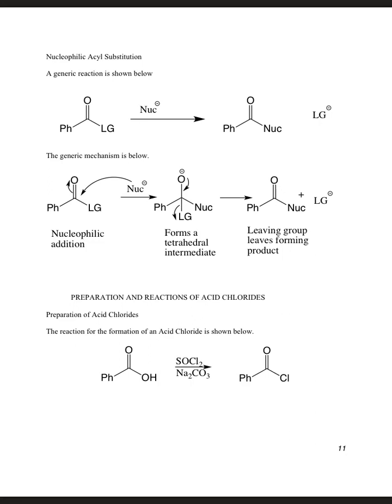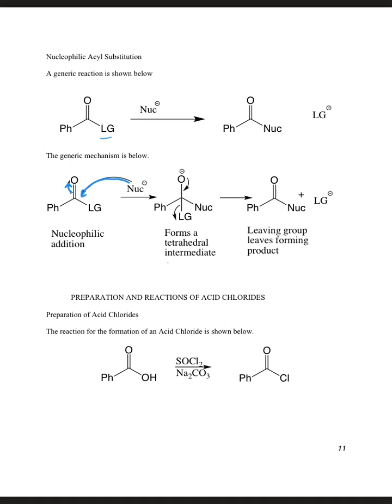So, a generic mechanism for this section. We have a leaving group on our carbonyl. We add a nucleophile to it. What can happen? Well, the nucleophile adds to the carbonyl, breaking the carbon-oxygen double bond. It is not an SN2. Do not draw an SN2. I'll take out 5 points. Don't go there. It adds to the carbonyl.